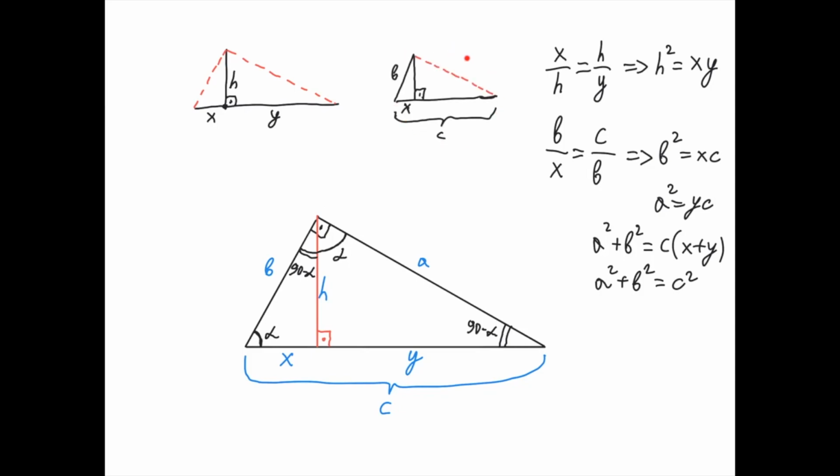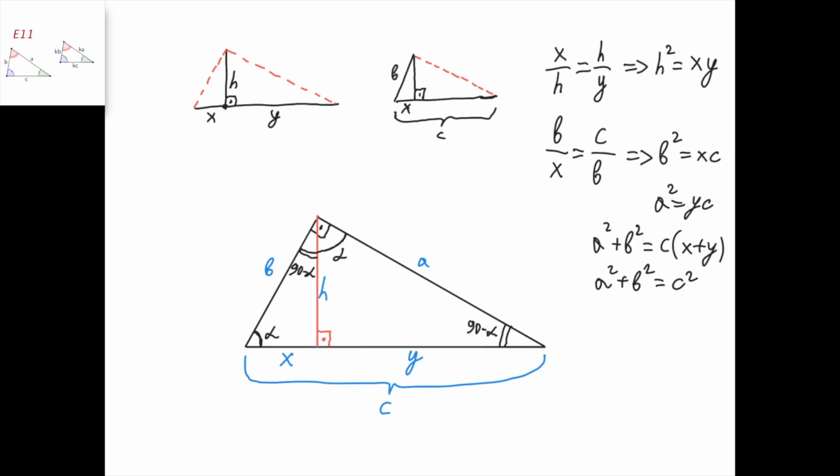Also, if we have a picture like that, in which we know that this is b, this is x, and this here is c, and we know that b squared equals xc, then we can conclude that this angle here is 90 degrees. Again, by considering the similarity of this triangle and this triangle.